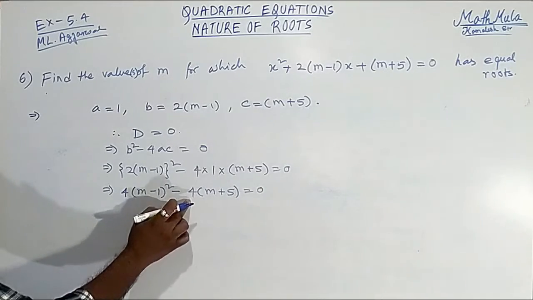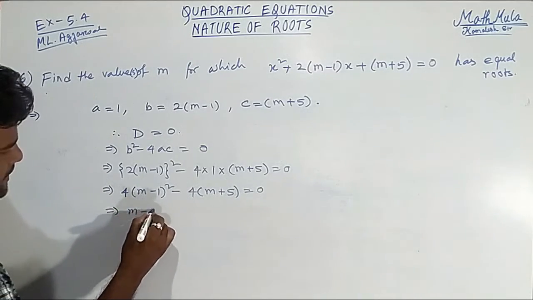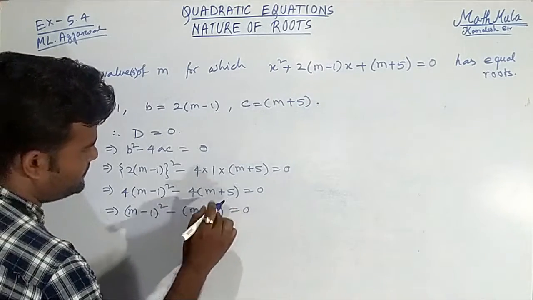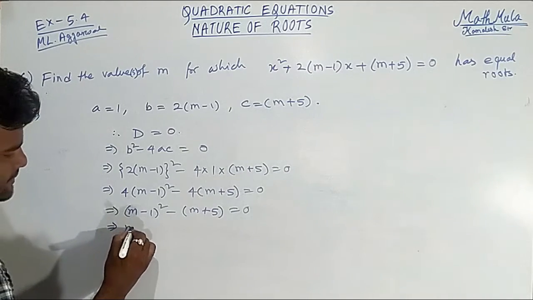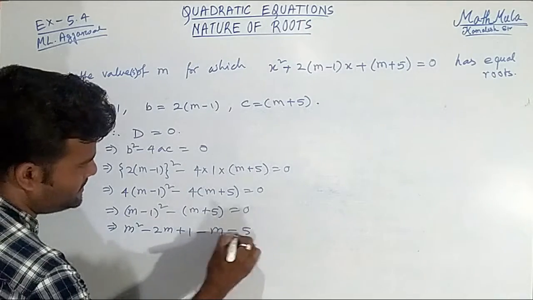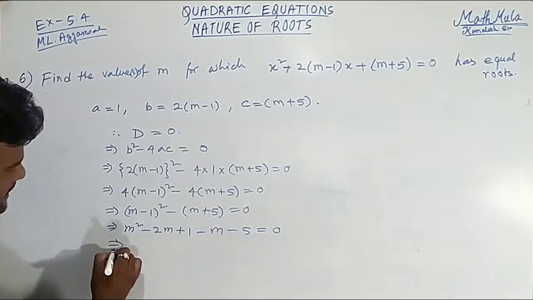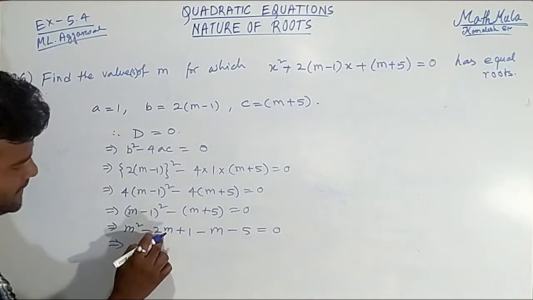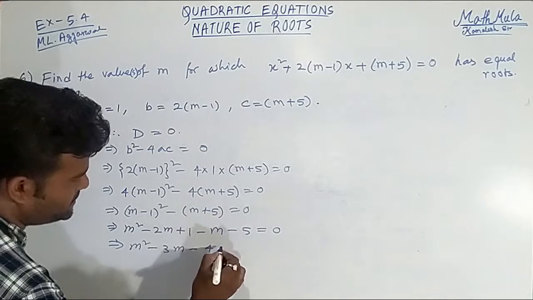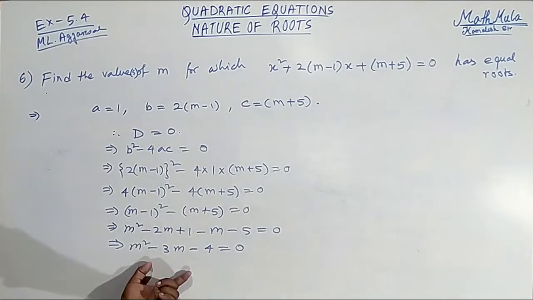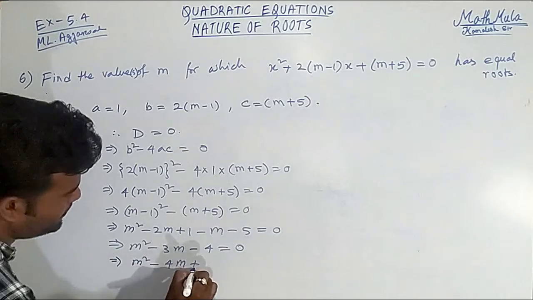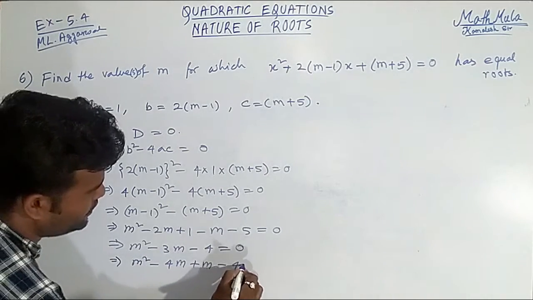Now 4 is common, taking it out, then it will be (m minus 1) whole square minus (m plus 5) is equal to 0. Now (m minus 1) whole square, that is m square minus 2m plus 1, minus m, minus times plus is minus, minus 5 is equal to 0. That implies m square minus 2m minus m, that is minus 3m, plus 1 minus 5, that is minus 4, is equal to 0. Now solve this equation by the middle term method: m square minus 4m plus m minus 4 equal to 0.